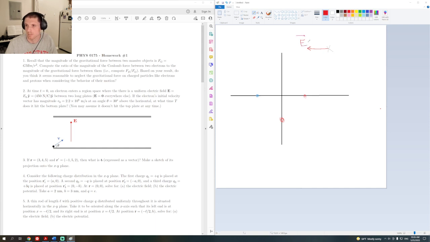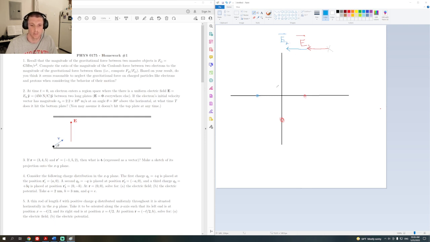Yes, I'm literally writing with my mouse. It's very painful. The electric field due to Q2 is going to point toward the charge, and it will have the same magnitude, the same contribution to the electric field as the positive charge we just drew, because they have the same separation from the origin. One is negative but to the left, and the other is positive but to the right. So we could draw this in like this, and we'll call this E2.